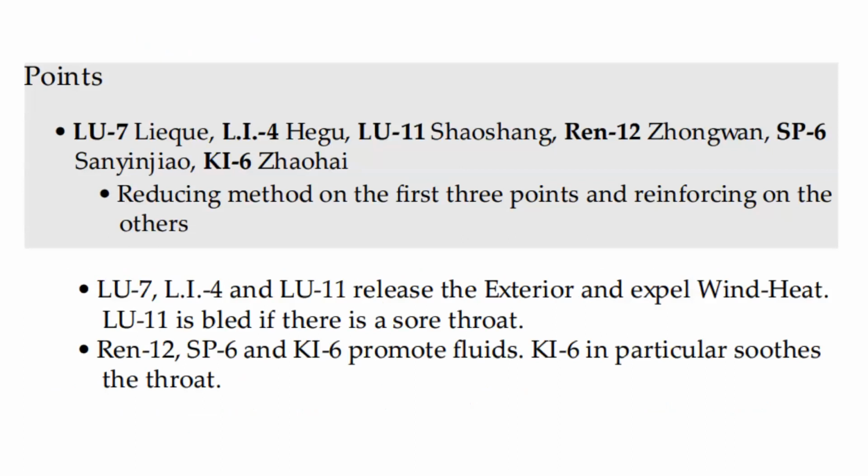Points: LU7, LI4, LU11, REN12, SP6, KI6. Reducing method on LU7, LI4, and LU11, and reinforcing on REN12, SP6, and KI6. LU7, LI4, and LU11 release exterior and expel wind heat. LU11 is bled if there is sore throat. REN12, SP6, and KI6 promote fluids. Kidney 6, in particular, soothes the throat.